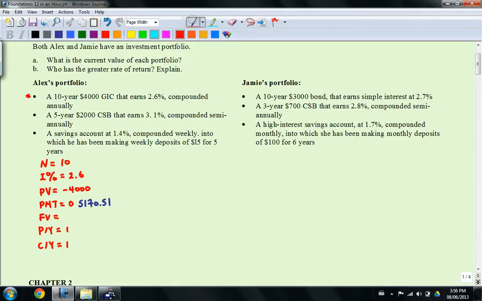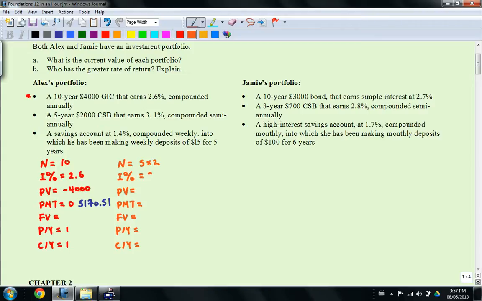Okay, the second part is a 5-year $2,000 CSB, so we're going to start by listing out all the values that we need once again. Okay, so 5 years, but it's going to be compounded semi-annually, so it's going to be 5 times 2. You can type this as 5 times 2. You don't have to multiply it first for the calculator. The calculator can do that for you.